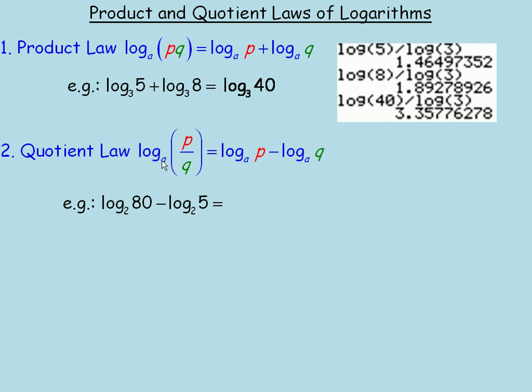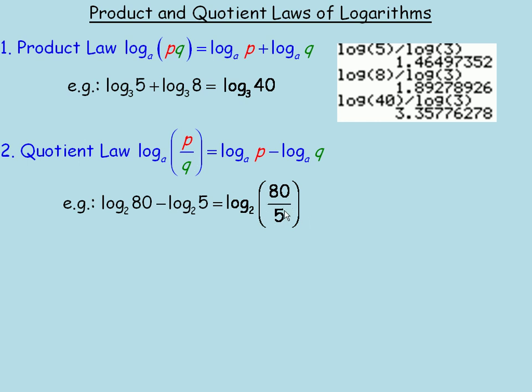The quotient law says if you have the logarithm of p over q, I'll call it base a, it's equal to the difference between the two logarithms. So the log of the numerator minus the log of the denominator, log of p minus the log of q. So for example, if we had the log of 80 base 2 minus the log of 5 base 2, we could rewrite that as one single logarithm, same base, still base 2, of 80 over 5. And so again, I'm going in this direction. I'm taking the difference of two logarithms and writing it as one single logarithm like this.